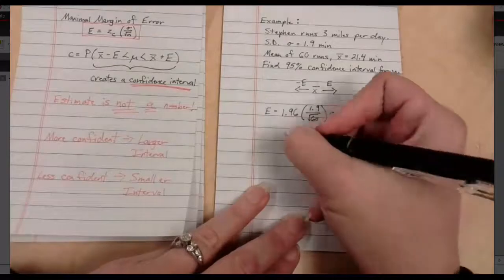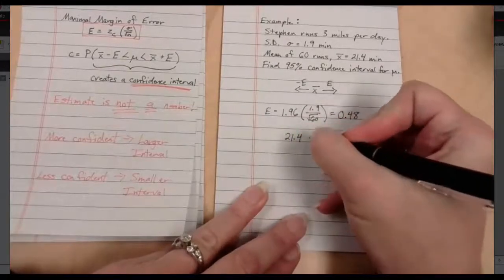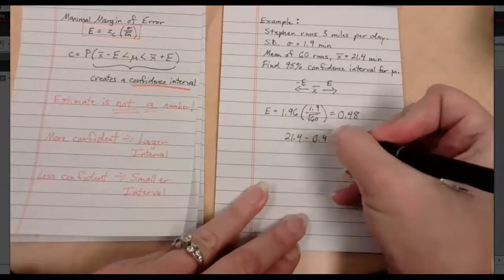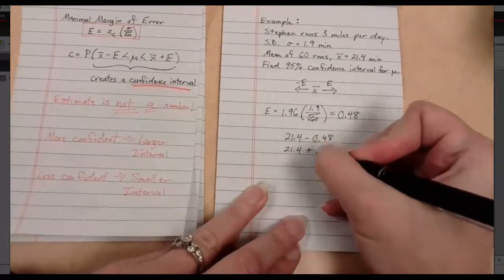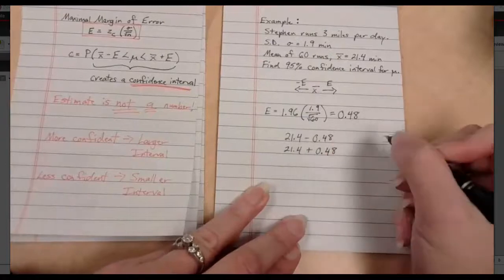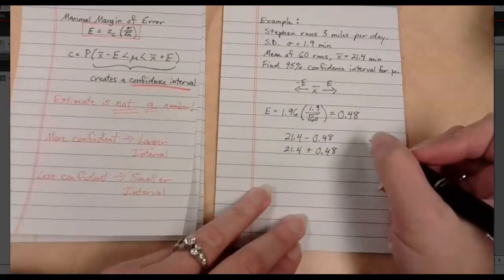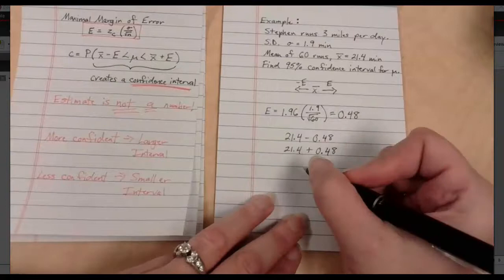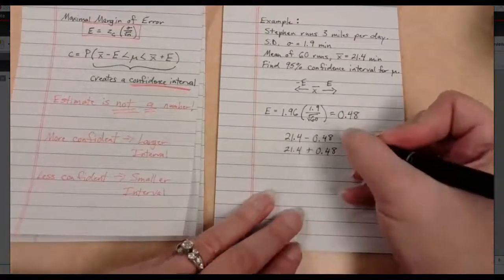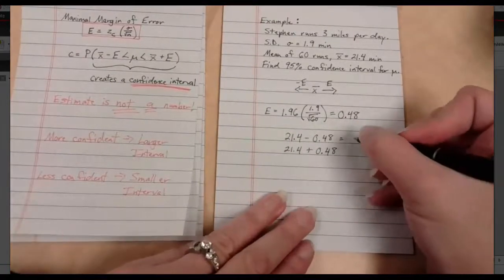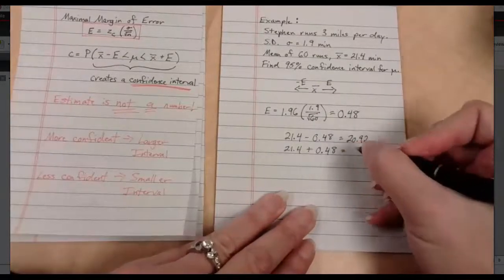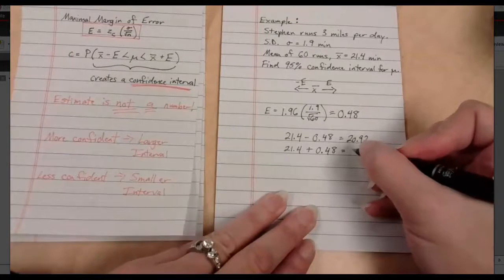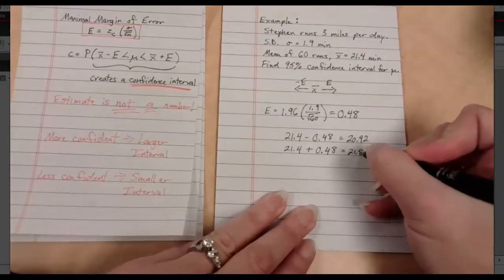So I'd like to take my 21.4 and do minus 0.48 for the low end, and my 21.4 plus my margin of error, 0.48, for the high end. So therefore, what I'm looking at is 21.4. If we subtract, that's going to be 20.92. And if I add, that is going to be 21.88.